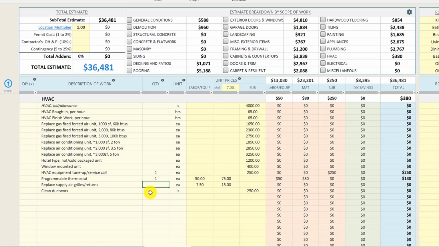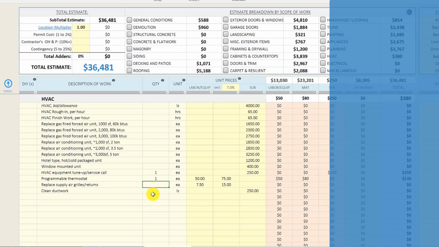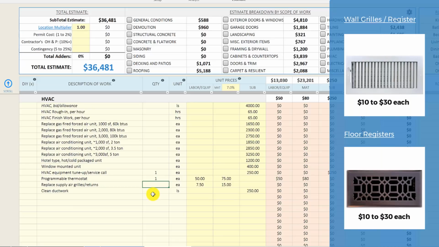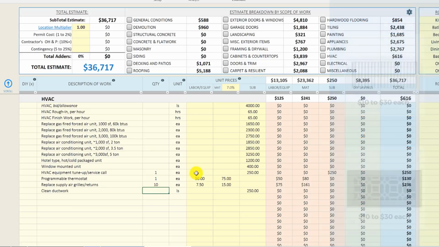One thing I also forgot was you'll probably want to install all new grills and registers. This isn't necessarily something that your HVAC technician will do. Your contractor will probably take care of this, but you'll want to install new white supply air grills and registers throughout the property. Generally on a house that's 20 to 30 years old, they'll have some old registers that are going to be dirty. You may be able to just paint those, but I just assume that we'll be replacing those in the property.